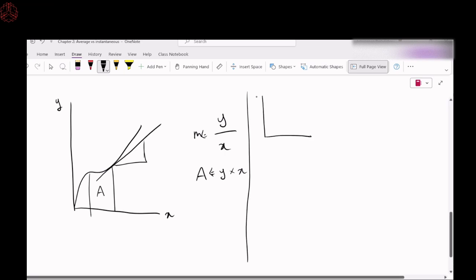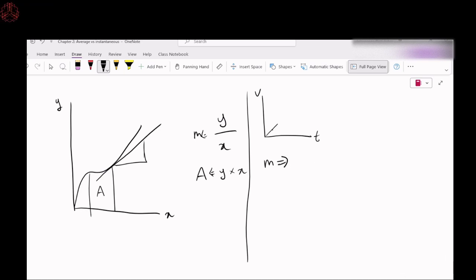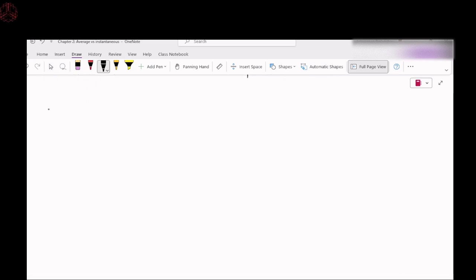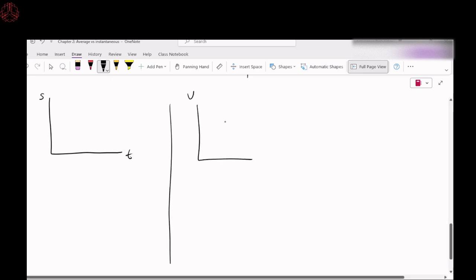If I have a VT graph, then my gradient is going to represent V over T, which is acceleration. My area under the graph represents V times T, which is displacement. Okay, so it's very important for you to be able to do that. So let's do that fairly quickly. First case, I will have ST. Second case, I will have VT. And third case, I will have AT.